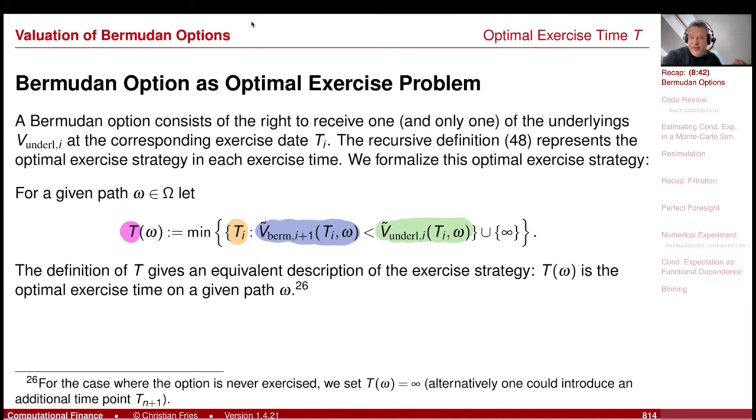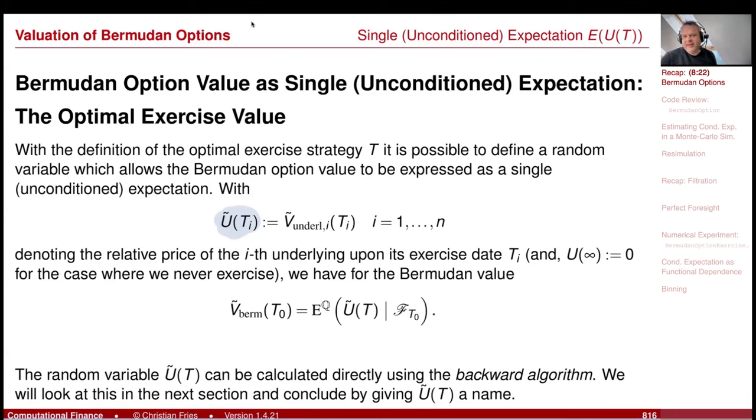It is different on every path omega. And if we have this, we can represent the Bermudan on every sample path as just the value of the underlying corresponding to the optimal exercise time. If we now define the time discrete stochastic process U tilde of Ti to be the value of the underlying that is received at time Ti, evaluated in time Ti, and also numeraire relative, then the quantity that we are interested in is U tilde of capital T, the optimal exercise underlying. From that, we just need to calculate the expectation, because U tilde of capital T is what we receive from the Bermudan if we perform optimal exercise.